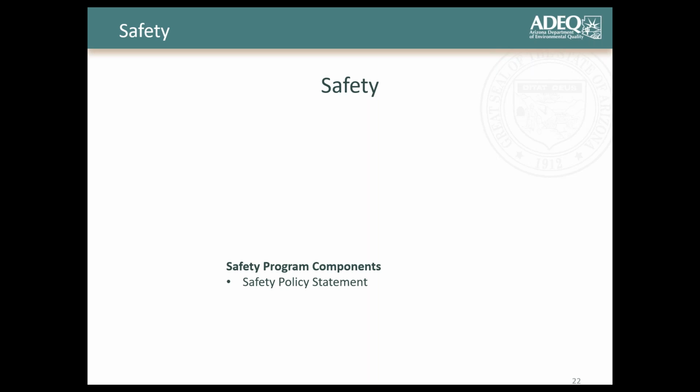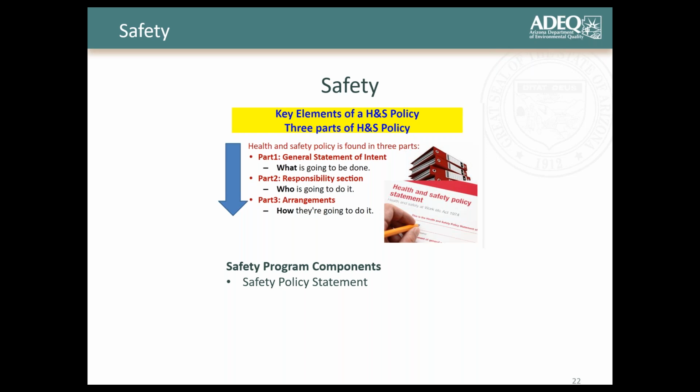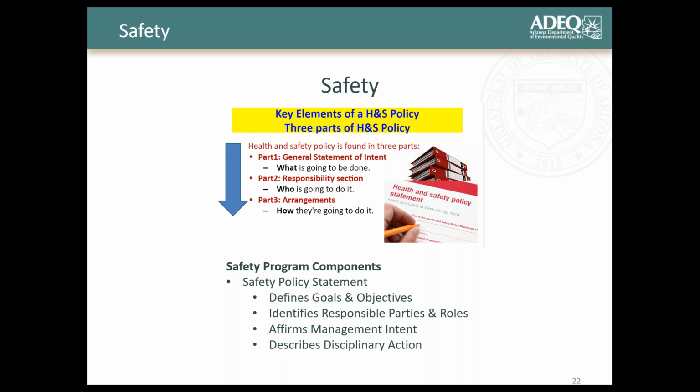Elements of a safety program: a safety policy statement, right? What a safety policy statement does is it identifies the goals and objectives of your safety program. It identifies the responsible parties and their roles. It affirms the intent of management, and it describes disciplinary action, right? You want to be able to have these things written out.